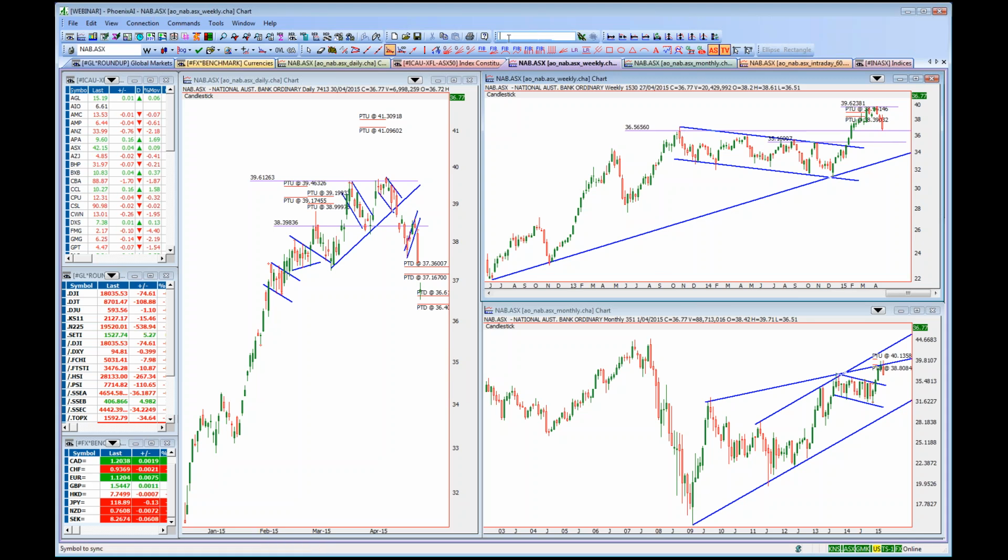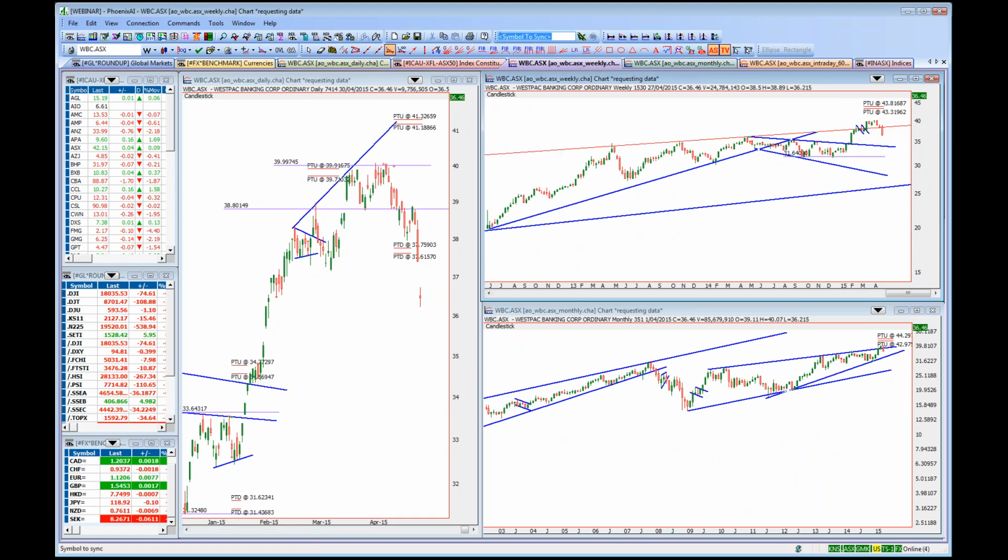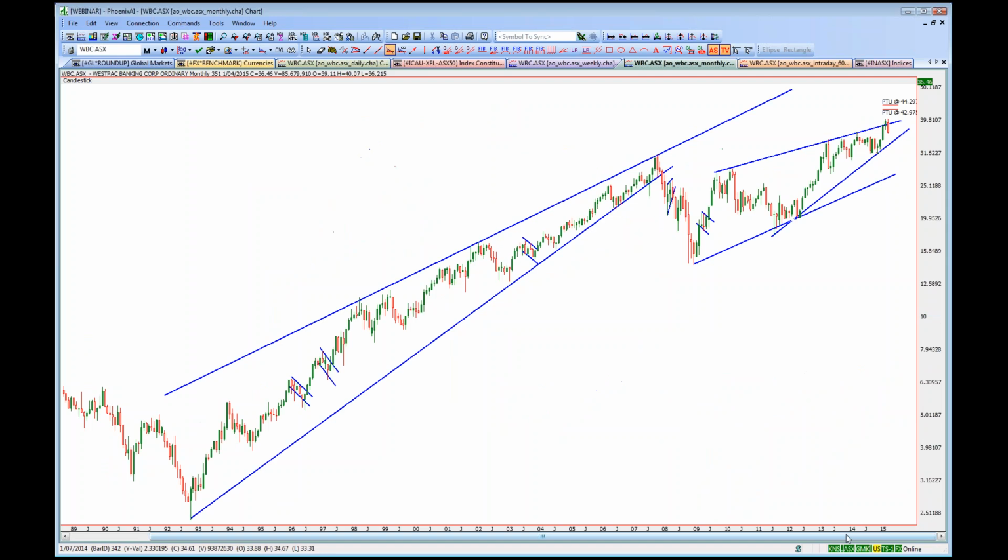Westpac, probably a similar, oops, sorry, WBC, meant to put down. No, probably a similar story. Yeah, it does look very similar, doesn't it? What we had seen, we actually did see it close above one particular month.